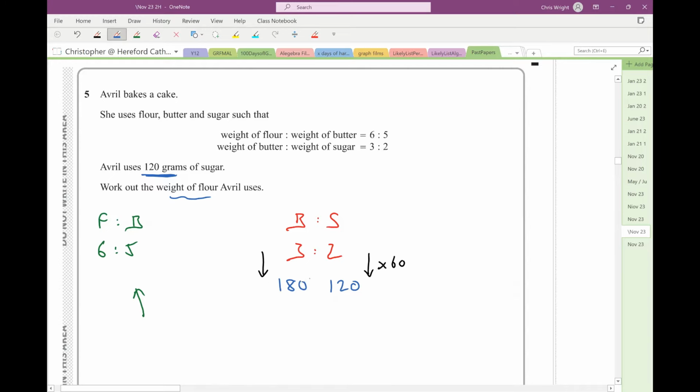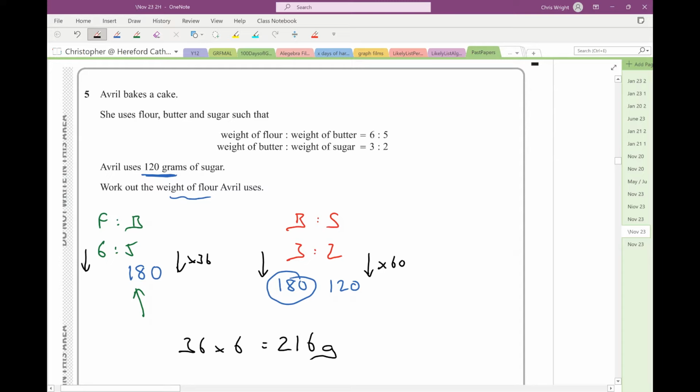So now I can take this 180 and put it here because I know how much butter she uses. Right, 180 divided by 5. That one's been multiplied by 36. So I can do 6 times 36 to work out that she uses 216 grams of flour. And that's number 5 done.